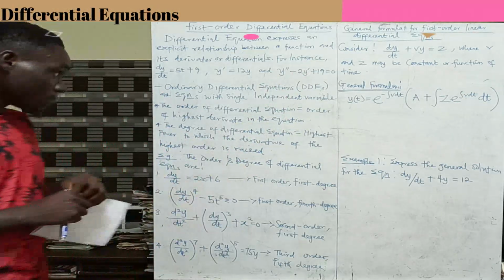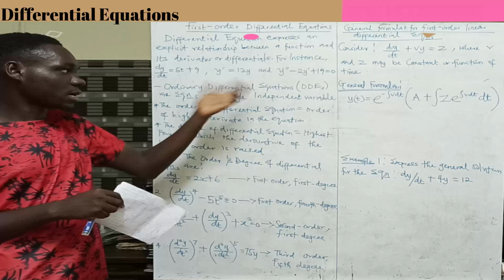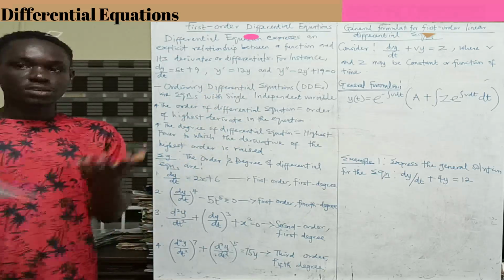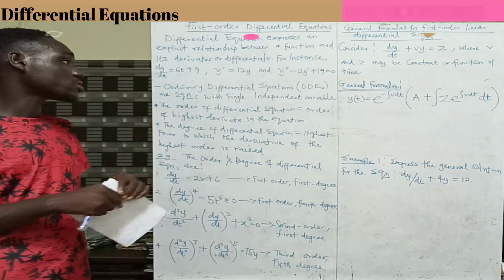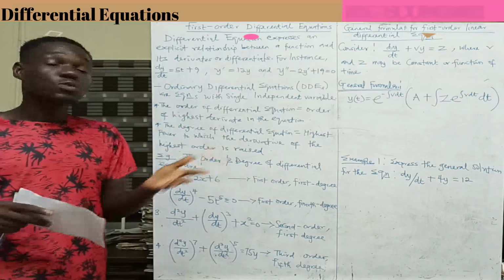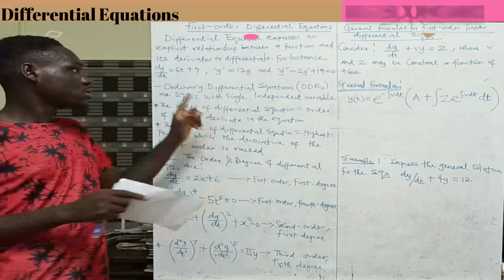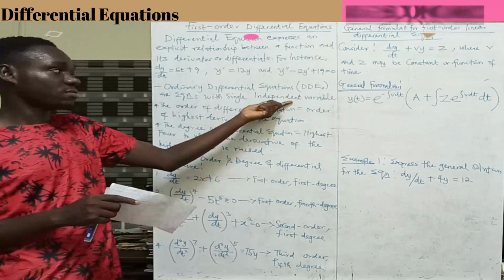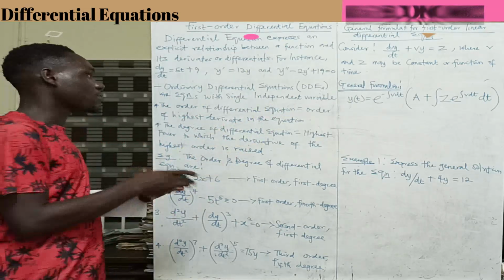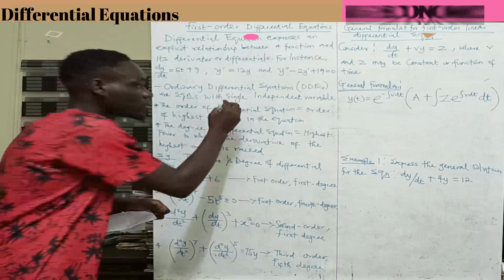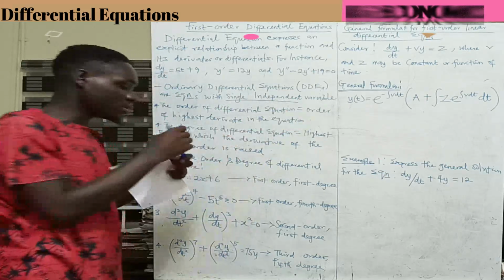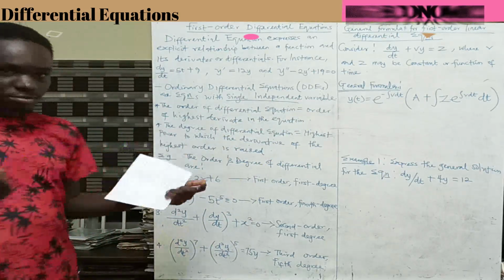Now, the ordinary differential equation. What do we mean by the ordinary differential equation? The ordinary differential equations are equations with a single independent variable. Now, we are talking about just a single independent variable. So note that our focus is on a single independent variable and nothing more than that.